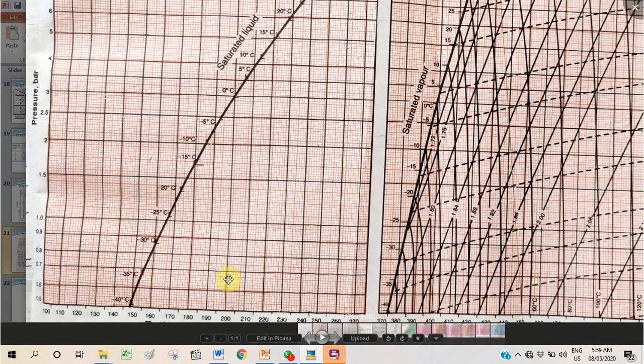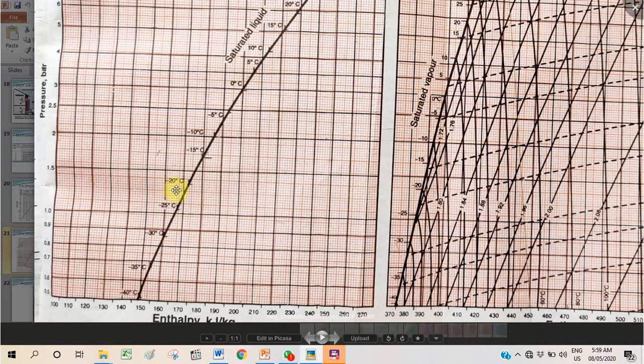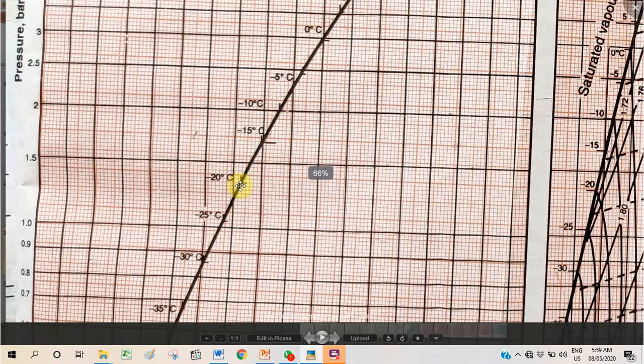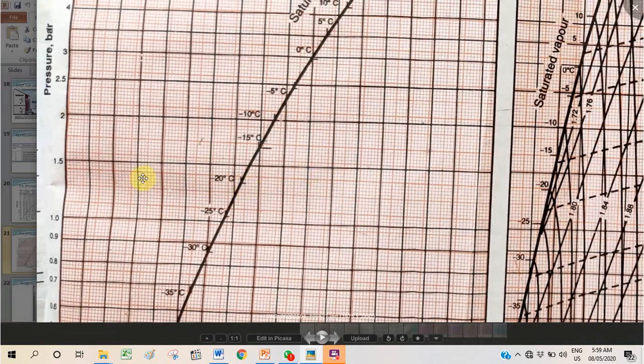Let us look at here, let us locate the minus 20 degrees Celsius. Minus 20 degrees Celsius is here, and by drawing a horizontal line I can get the pressure value here, which is just below 1.5. With approximation I can say it is 1.4 bar. And in the table it is given 1.3268. Okay, that's okay.